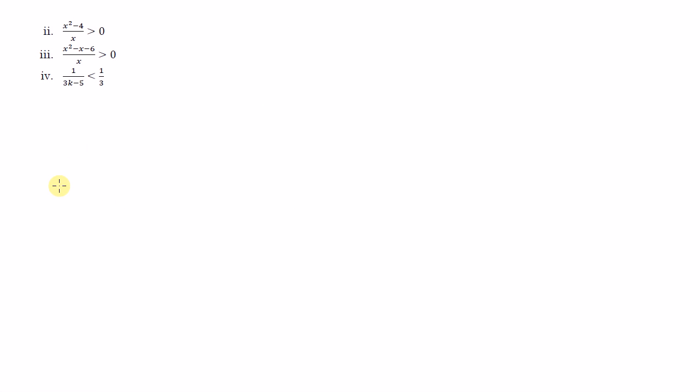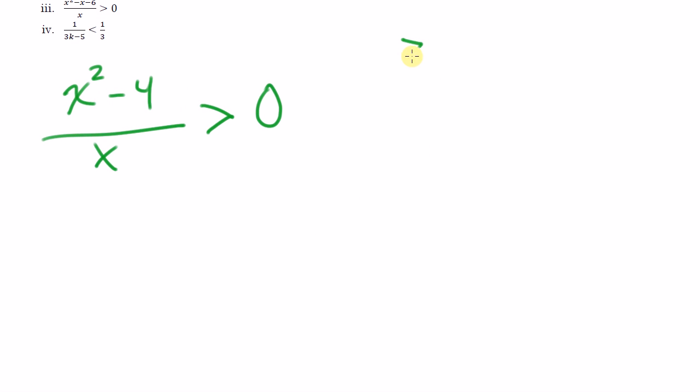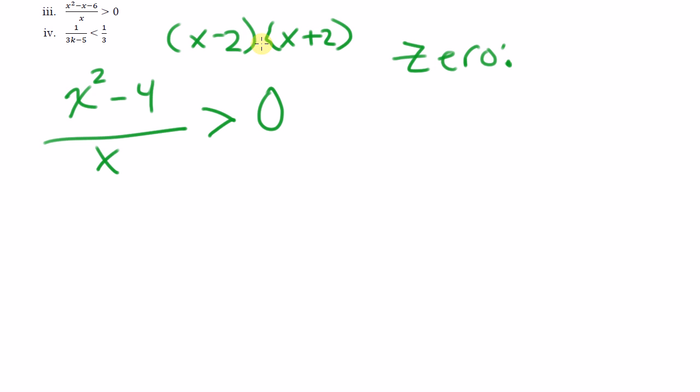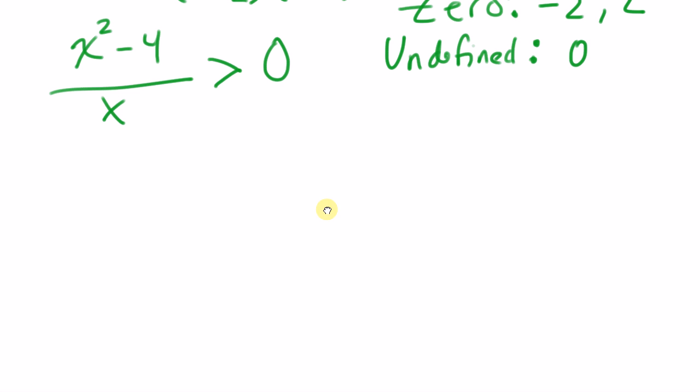Okay, so our next problem is x squared minus 4 over x. When is that greater than 0? Alright, so what are my zeros? That's when the numerator is 0. So I'm going to factor this and I get x minus 2, x plus 2, or x plus 2 times x minus 2, however you want to look at it. So this is going to be a positive 2, this is going to be a negative 2, so my zeros are negative 2 and 2. And the function is going to be undefined when the denominator is 0. So when x is 0, this thing will break.